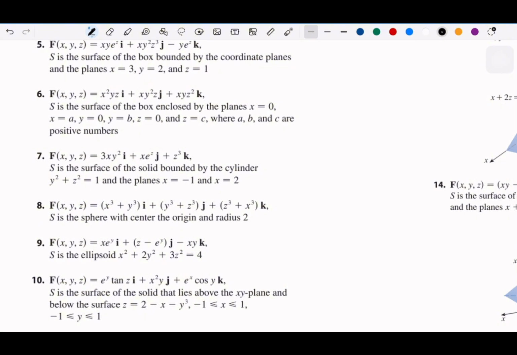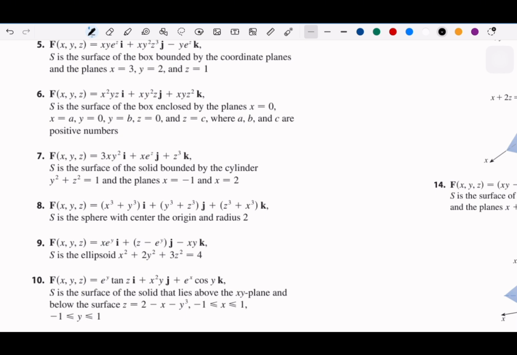And I hope if the question is only given these descriptions, like you have the surface of a solid, the cylinder y squared plus z squared equals 1, and then you have planes between x equals negative 1 and 2, you can get some idea of the picture. I think this will be the circle on y squared plus z squared, and then this goes up and down with the boundary of negative 1 and 2, right? I think it's very simple, so no need to draw.